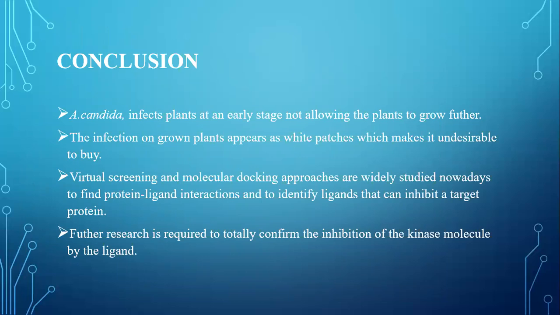I would like to conclude by telling that since Albugo candida infects the plants in the growing stage and also in the early stage, the plants do not grow further, and they die at a very early stage without forming the fruits or the vegetables, which results in crop loss. Also, when the infection forms white patches and abnormal growth, it is undesirable to buy, and there is no profit for the farmers.